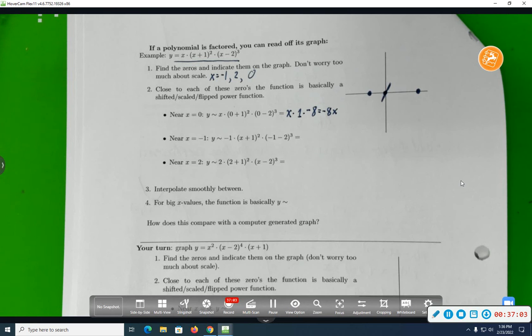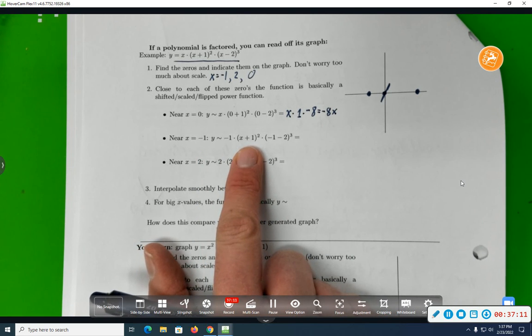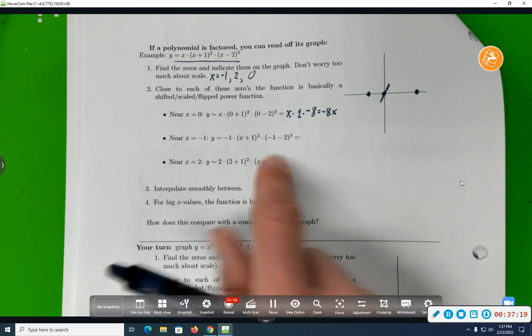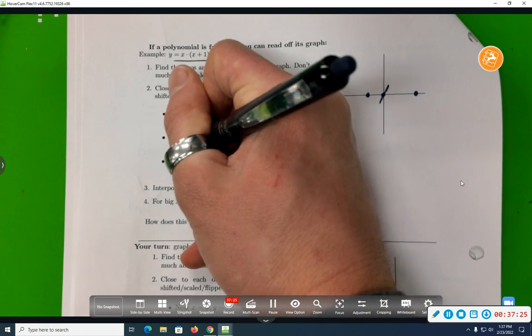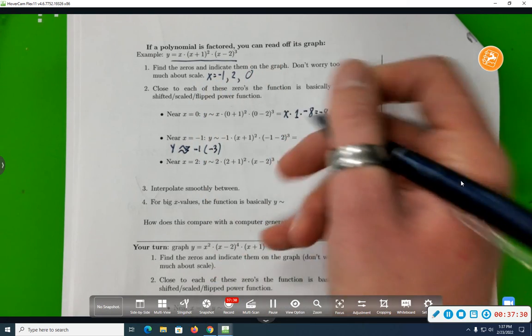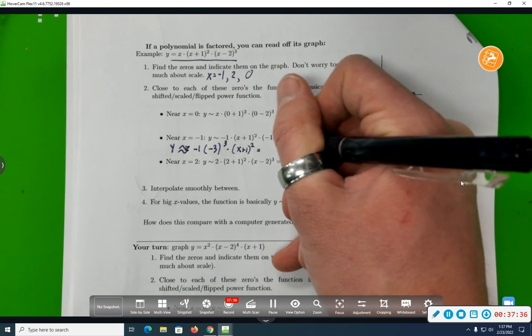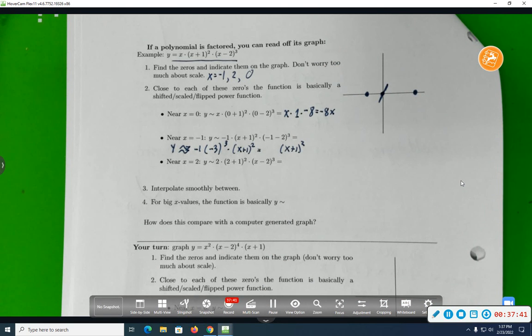Do the same thing at the rest of the roots. Near x equals negative 1, y is about equal to, so I'll remember the factor that gave me the 0 at negative 1, so the x plus 1 squared, times plug in negative 1 for the rest of the x's. Negative 1 times negative 1 minus 2 cubed. So that's negative 1 times negative 3 cubed times x plus 1 squared. So that's x plus 1 squared times what?